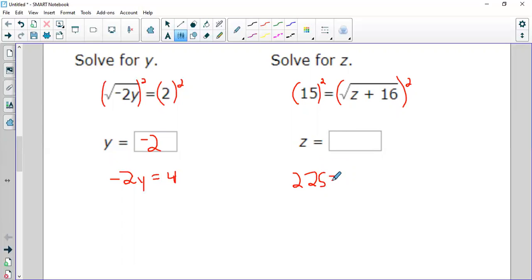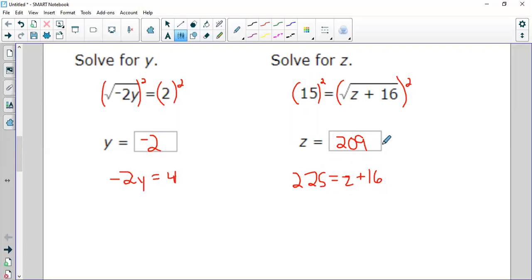225 is equal to z plus 16. And now I have a one-step equation to solve. I have to subtract 16 from both sides. 225 subtract 16. z is equal to 209.